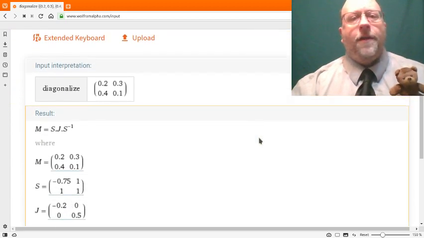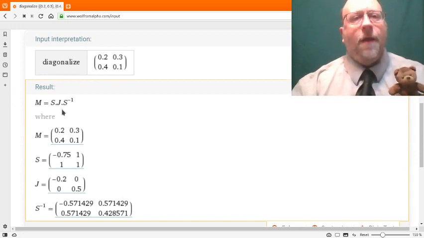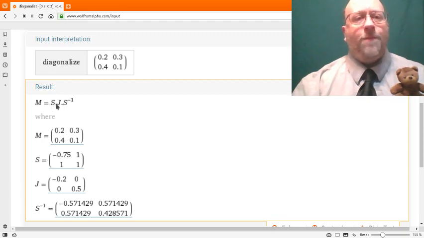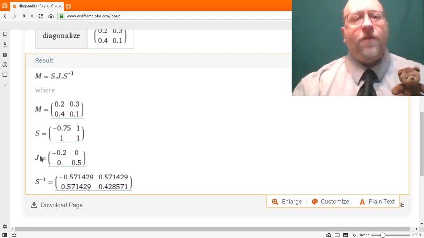So this is the interpretation. I want to point out a couple of things here. Our book uses P and D for the parts of the diagonalization, P for the transition matrix, and D for the diagonal matrix, D for diagonal. For reasons that are not entirely clear, Wolfram Alpha uses S and J, but this is exactly what we've been doing, P times D times P inverse. And then here's your P matrix, here's your D matrix, here's your P inverse matrix.